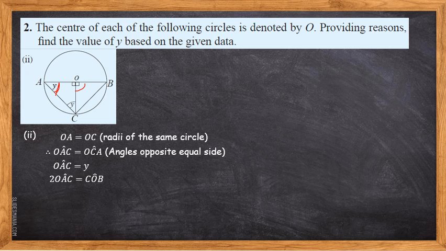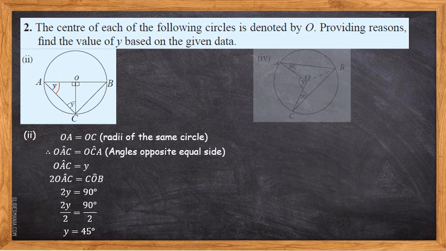Then we can use the theorem. We can write down twice OAC is equal to COB. Then you can find the value of y using this equation. Since OAC is y, I have written 2y is equal to 90 degrees since COB is a right angle. Then simplify this and you can get the value of y. Right. Let's look at some more questions.